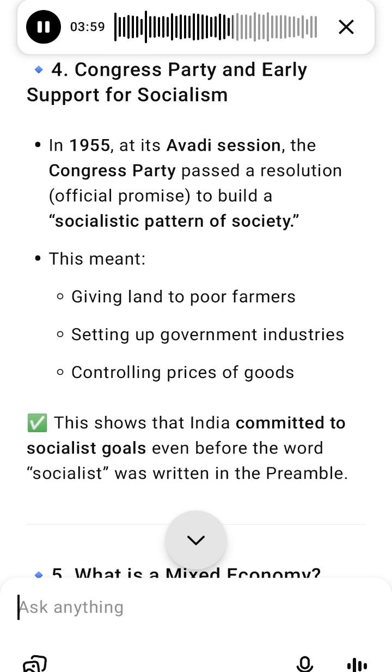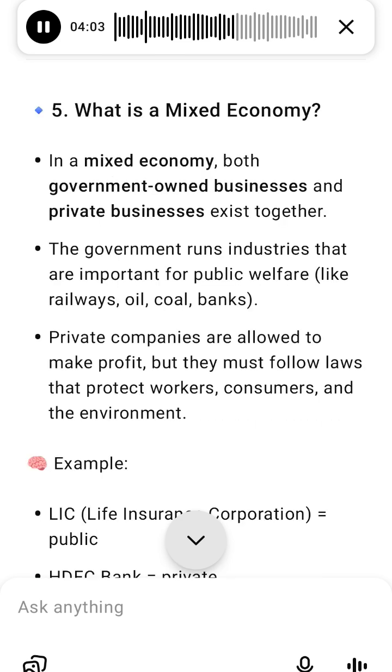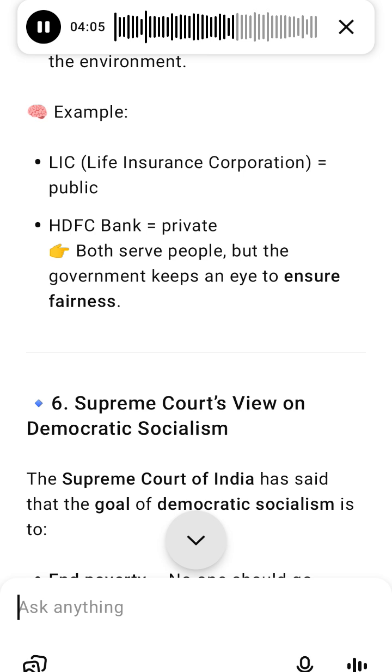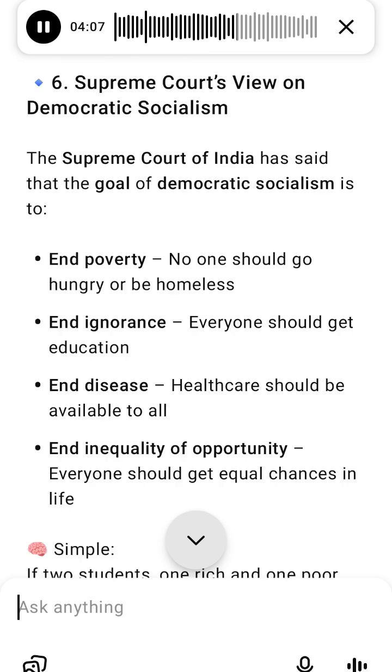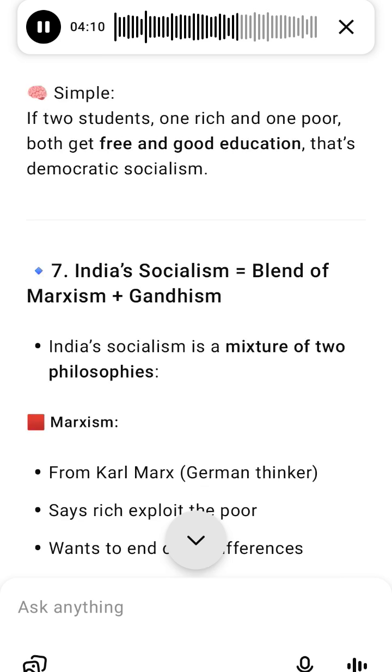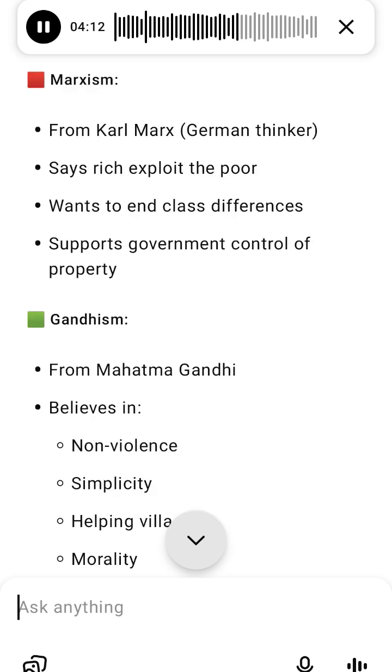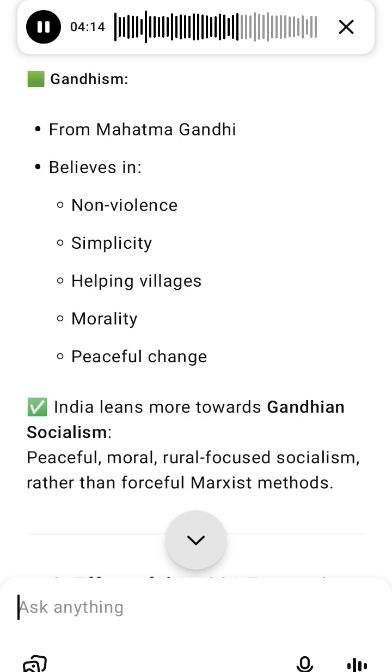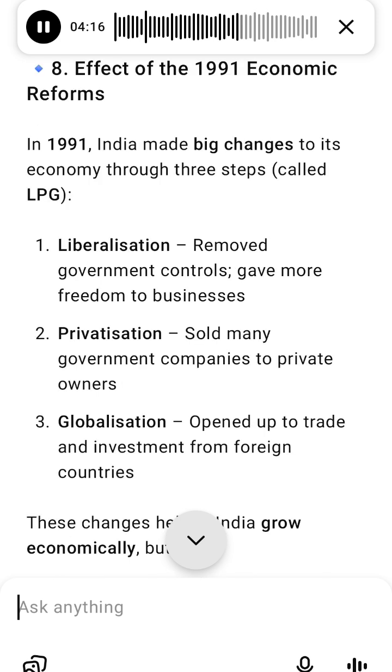Full table summary. Point: simple explanation. 1. Socialism means reducing the gap between rich and poor and giving equal opportunities to all. 2. The word socialist was added in 1976, but socialist values were in the Constitution from the beginning, in the Directive Principles. 3. India follows democratic socialism. It allows both government and private businesses. 4. India rejected communist socialism, which bans private property and freedom.